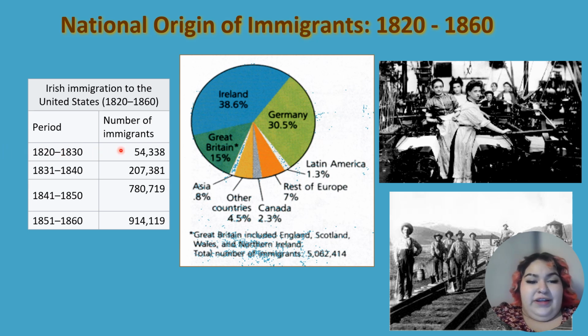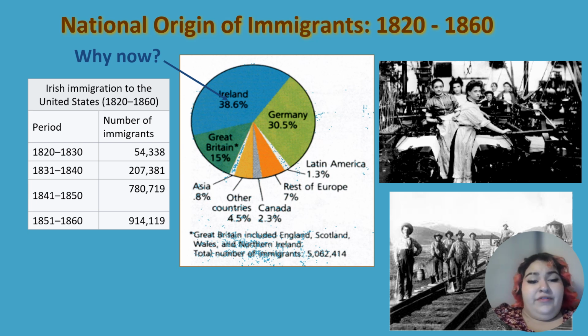Starting off in 1820 to 1830, these first 10 years, the number of immigrants was really about 54 or 55,000 people, right? But in the next 10 years, from 1831 to 1840, that number is going to grow to 208,000%, right? And so that is really quite a big jump. And we have to ask ourselves, why? Why all of a sudden do we see this jump in immigrants coming from Ireland and Germany?